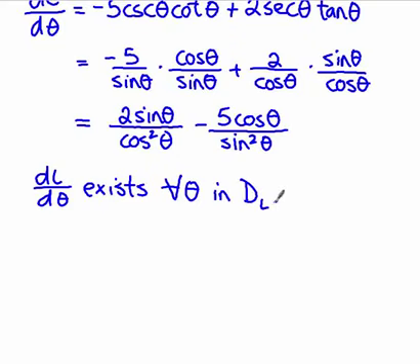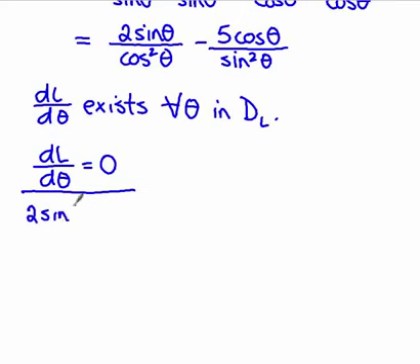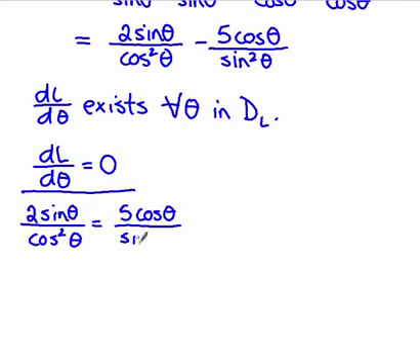So all I really have to worry about then is taking this equation and setting it equal to 0. And I can see that that's going to happen when this piece is equal to this piece. So I get 2 sine theta over cos squared theta has to equal 5 cos theta over sine squared theta.